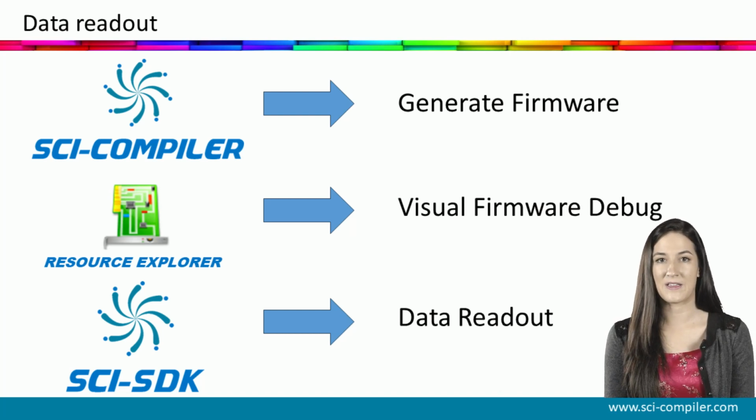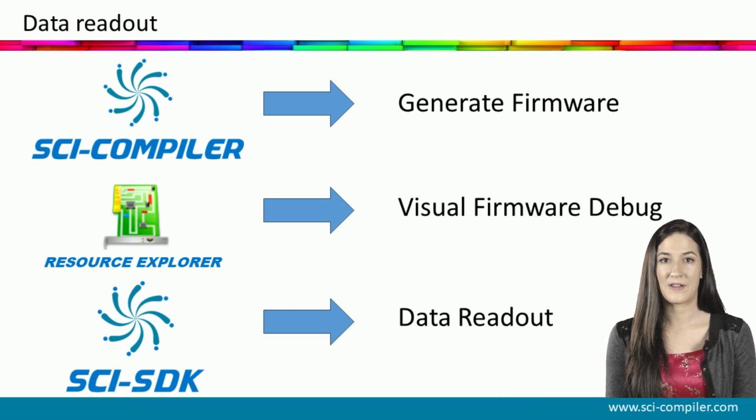SciCompiler is a comprehensive suite composed of 3 interrelated tools, each serving a pivotal role in the workflow of firmware generation and data acquisition. First, we have the SciCompiler itself. This is the core engine where the design and generation of firmware take place, transforming your block diagrams into real, executable firmware for your hardware. Next in our toolkit is the Resource Explorer. Consider this the diagnostician of the suite. The Resource Explorer is instrumental during the debugging phase. Lastly, the SciCompiler Software Development Kit. This library is essential for data readout.